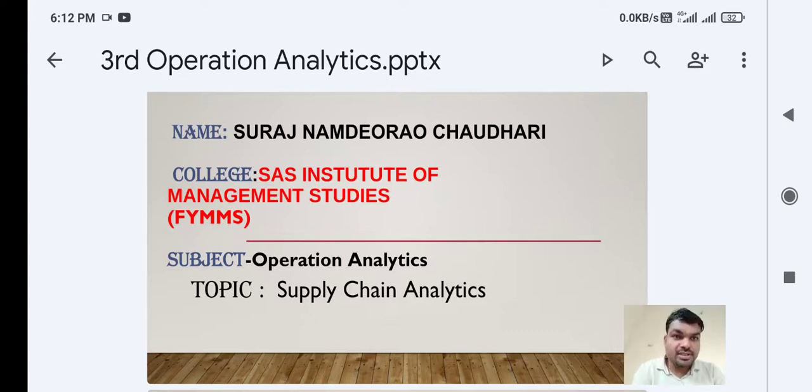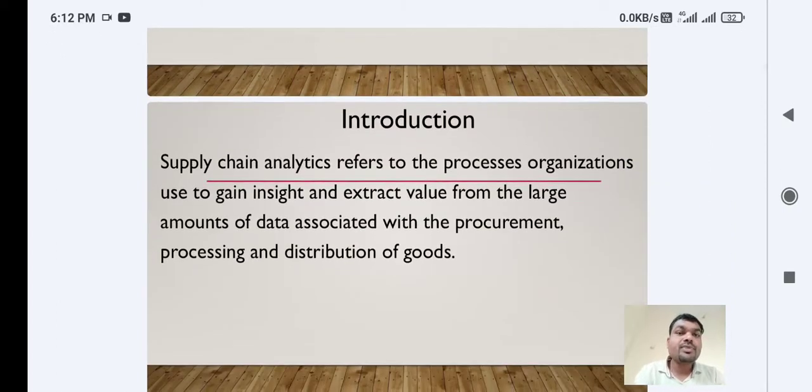Our today's subject is Operation Analytics. In Operation Analytics, the topic is Supply Chain Analytics. First of all, we will discuss Supply Chain Analytics. It refers to the process organizations use to gain insight and extract value from the large amount of data associated with the procurement, processing and distribution of goods.